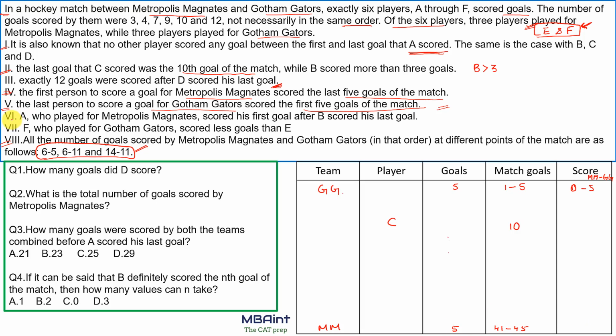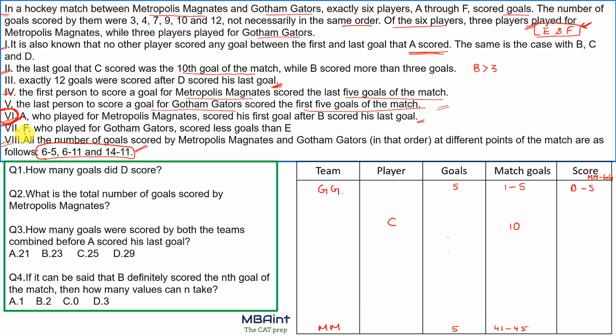Now the 6th point says that A, who played for MM, scored his first goal after B scored his last goal. So we'll keep this 6th point for later. As of now we cannot use it. Now let's see the 7th point.